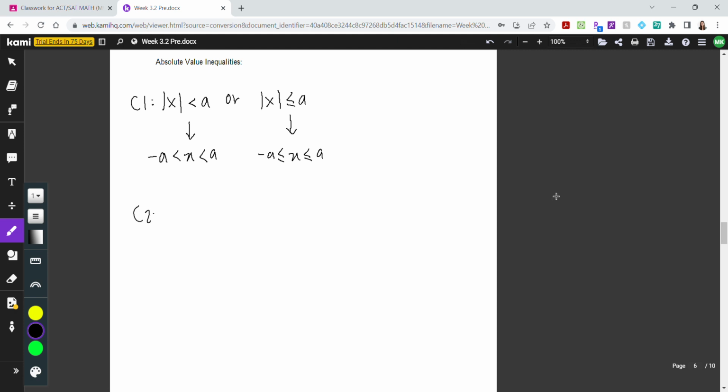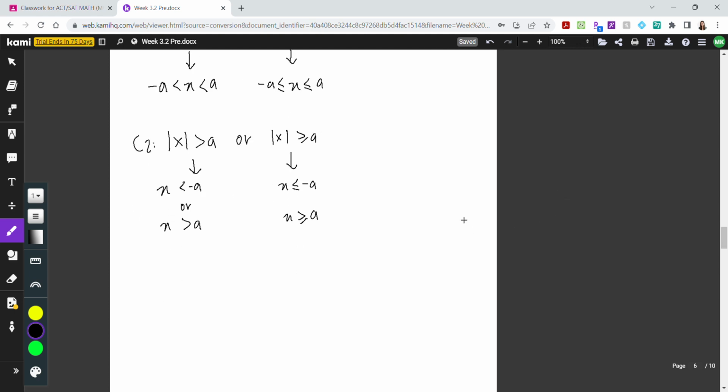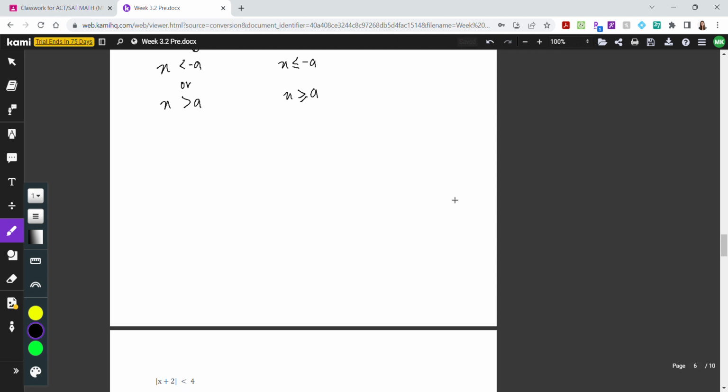Now for case 2, absolute x is greater than a, or absolute x is greater than or equal to a. That means our solution now would be x is less than negative a, or x is greater than a. Same thing from here, but the inequality sign is changed. And we'll actually see in a second what I mean as we go through some of the practice problems. And now let's move on to case 3.